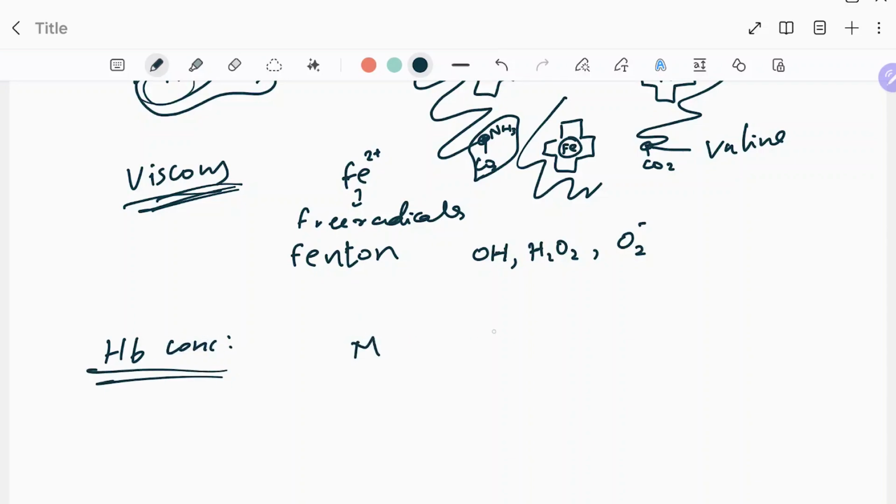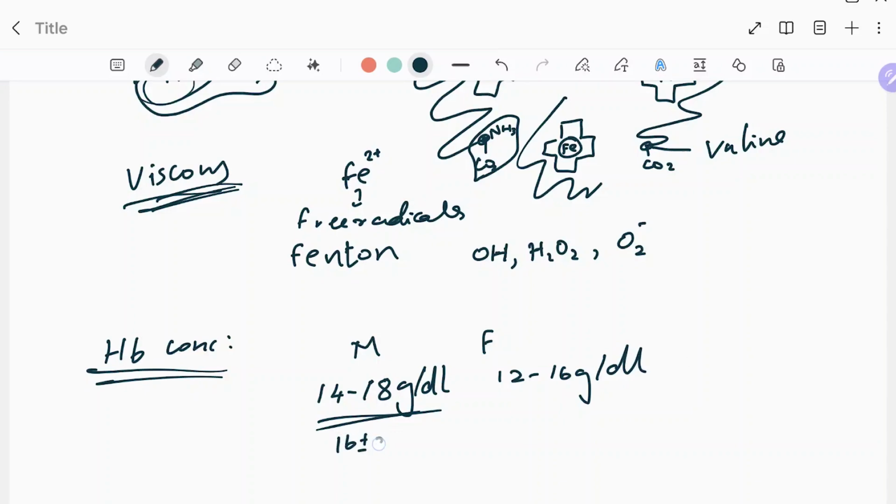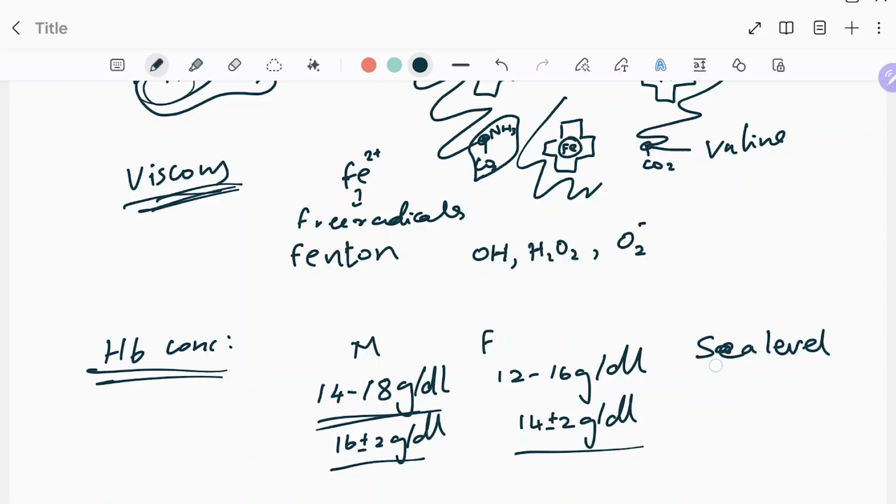It's different in males and it's different in females. The average male has around 14 to 18 grams per deciliter, grams per 100 ml of blood. Females have around 12 to 16 grams per deciliter. So you could say 16 plus or minus 2 grams per deciliter here, 14 plus or minus 2 grams per deciliter. This is for people who are at sea level. Sea level. You should understand this.